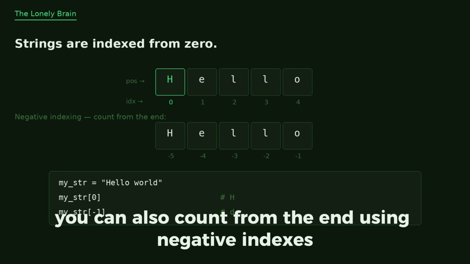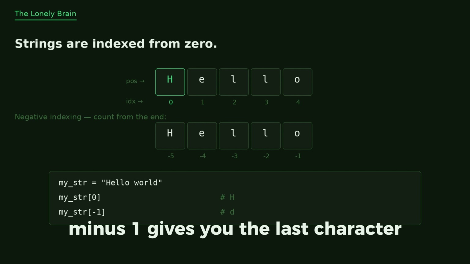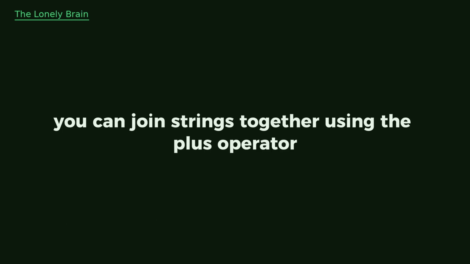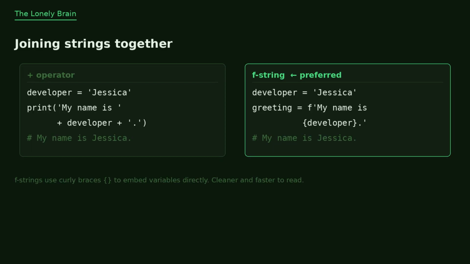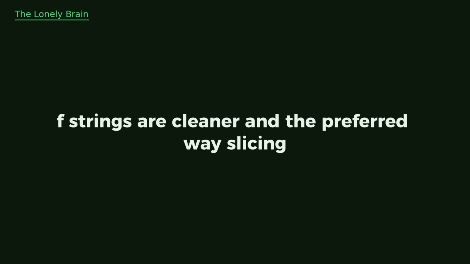You can also count from the end using negative indexes. -1 gives you the last character, -2 gives you the second to last. You can join strings together using the plus operator. This is called concatenation. Or you can use F strings, which let you drop variables directly inside a string using curly braces. F strings are cleaner and the preferred way.